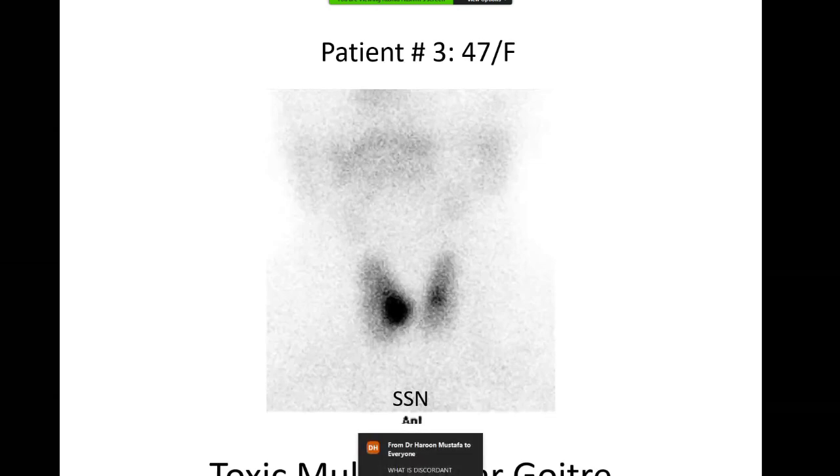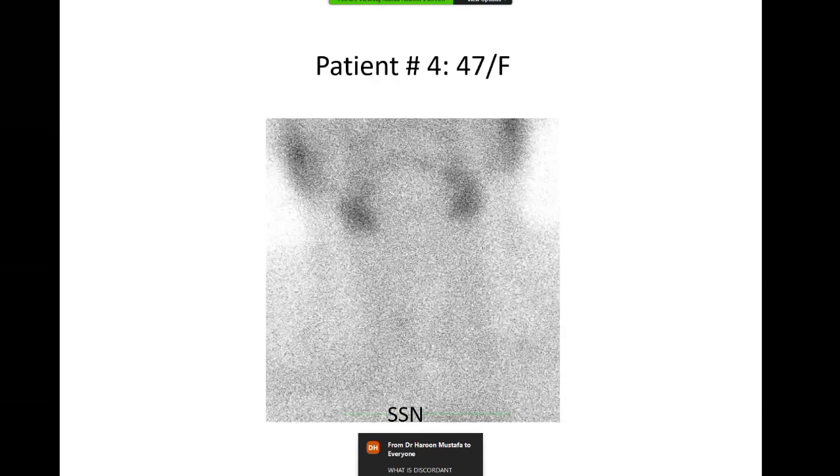Okay, so the patient's treatment would be surgical and medical. Generally, remember that you don't operate on a hyperthyroid gland. So those patients have to be brought to a euthyroid status before any surgery is done.